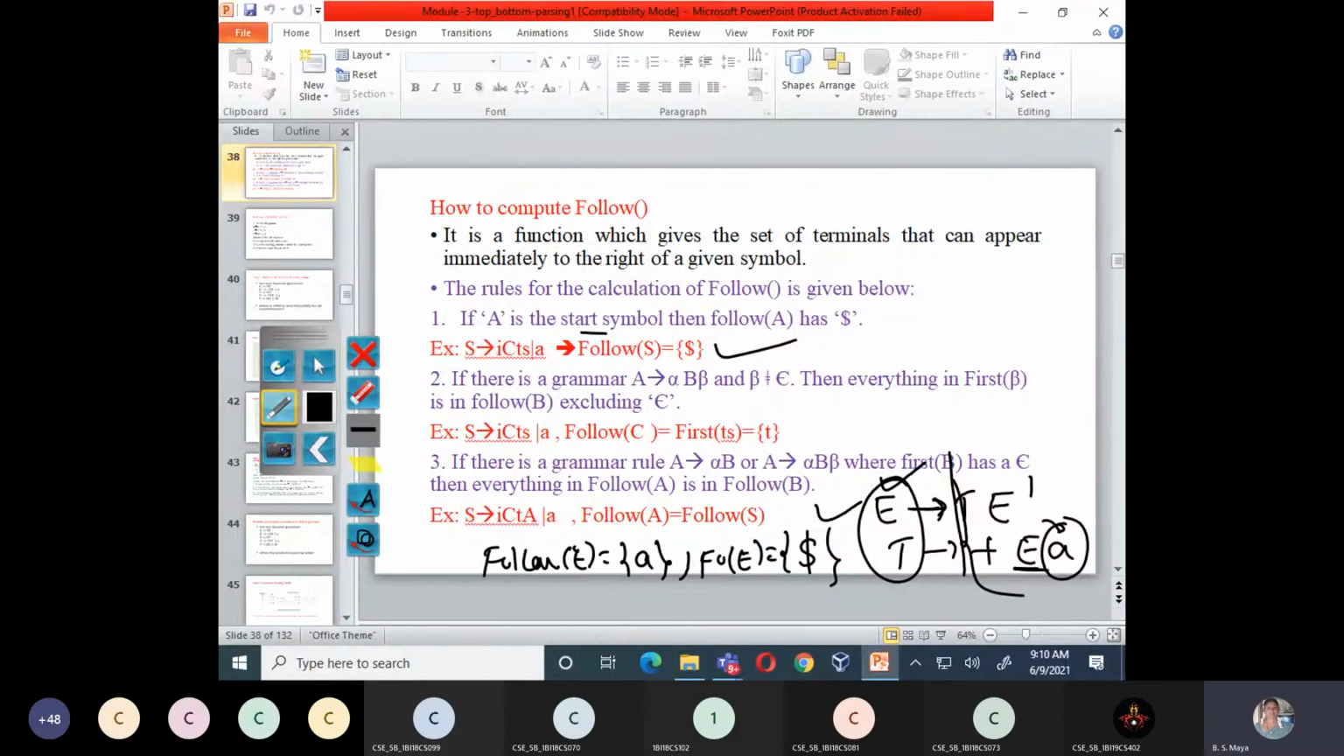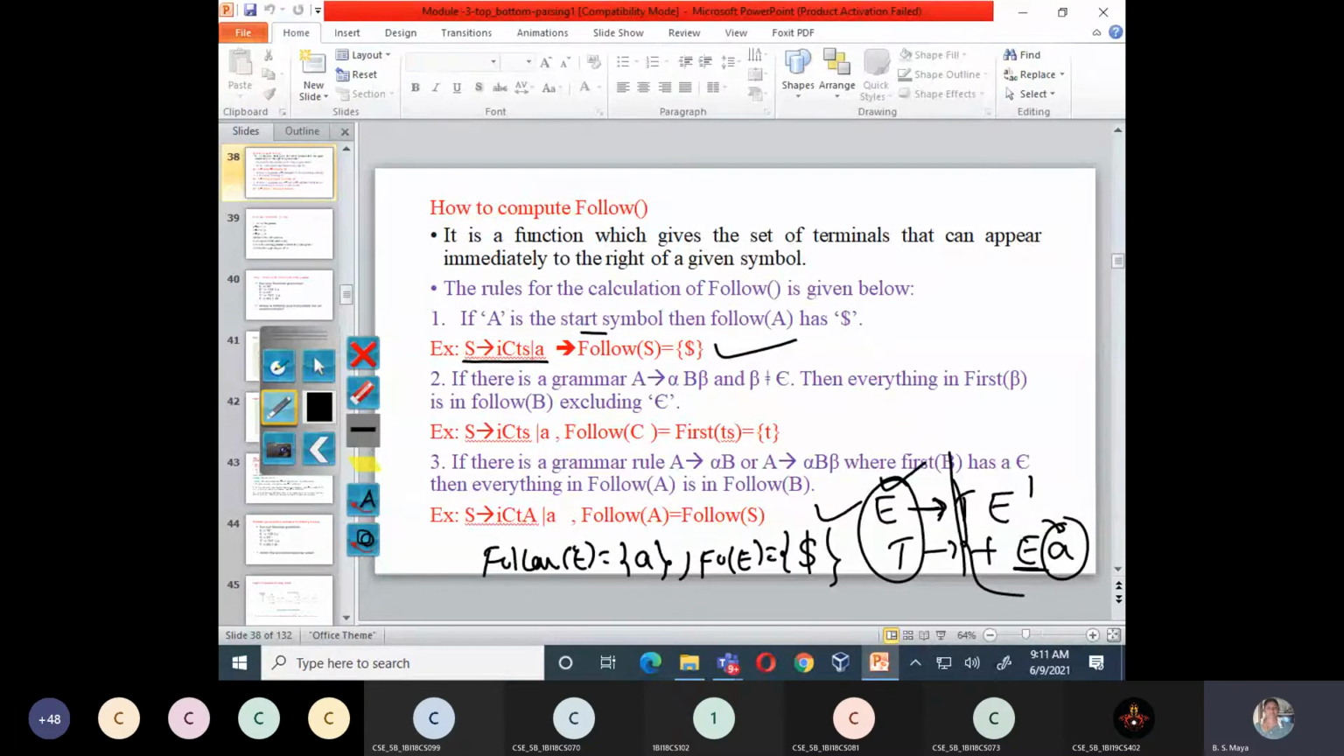See, this is my example grammar: S derives i C t S or a. I have only one production, so follow of S is equal to dollar. I am writing follow of S is equal to dollar. Okay, clear? Then I move on to the second step.